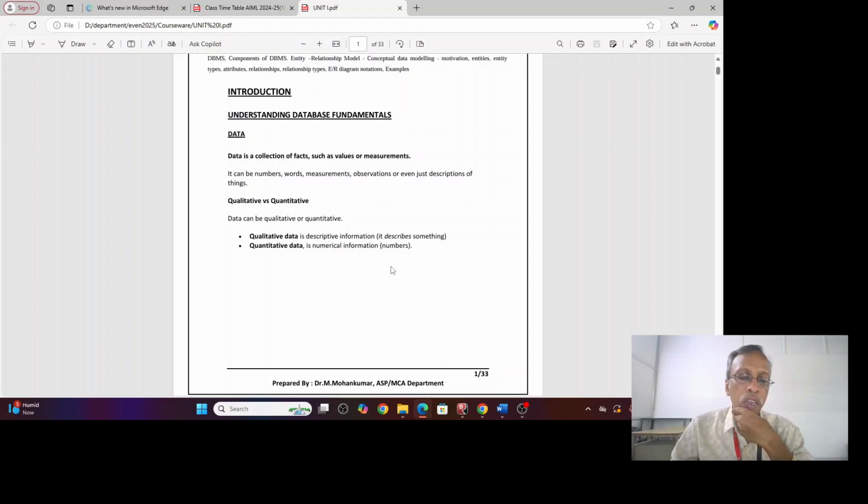We already have an idea what is data. Data is nothing but a collection of facts such as values or measurement. It can be numbers or words or measurement, observations, or even just a description of things. There are two types of approach in this: qualitative and quantitative. Data can be qualitative or quantitative. Qualitative data is descriptive information. It is describing something. Quantitative data is numerical information. It is only in number format.